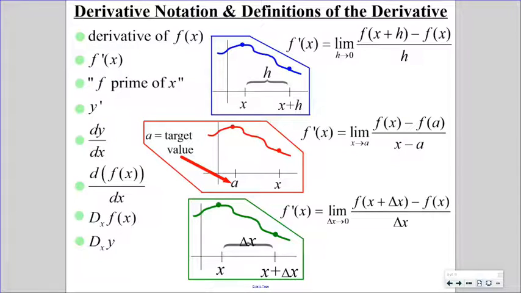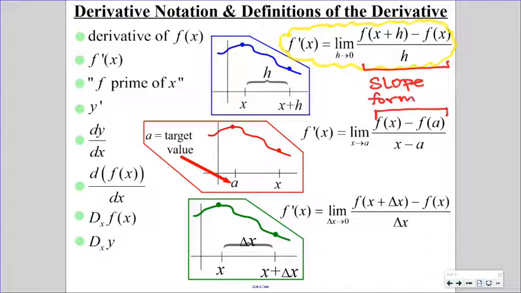So here I've got a list of different notations. I don't want you to worry too much about this. The ones that you're going to see the most are, like I said, this one here. That's the formula I just gave you. But there are other forms of the derivative. What you want to be paying attention to is that what you're taking the limit of is some form of the slope formula. So these are all some form of the slope formula. The bottom one here is exactly the same as the top one, except they've replaced h with delta x.